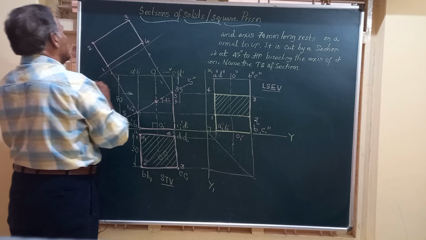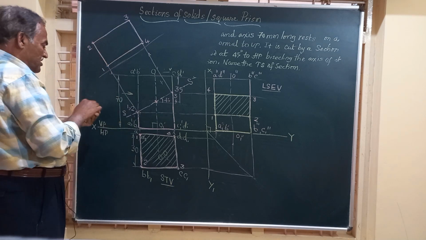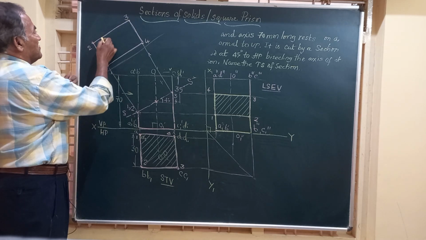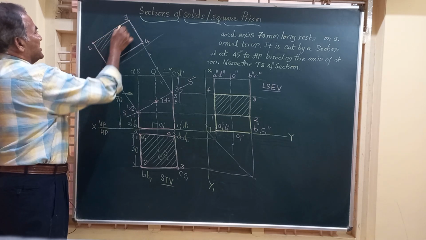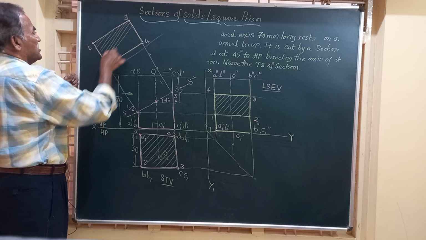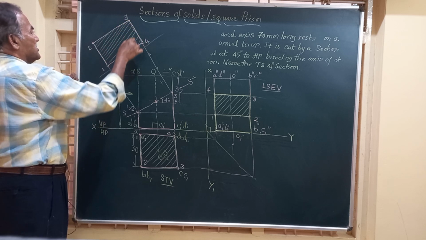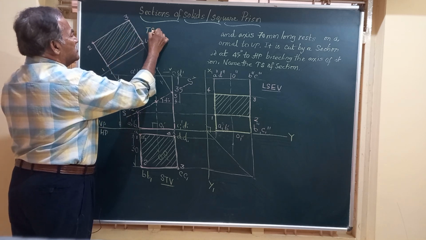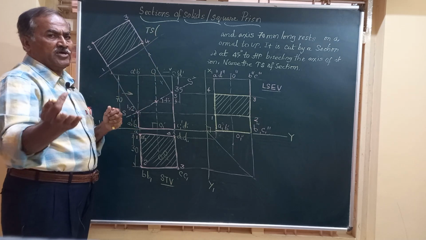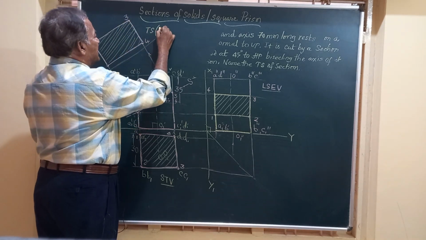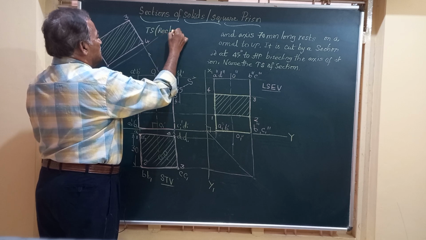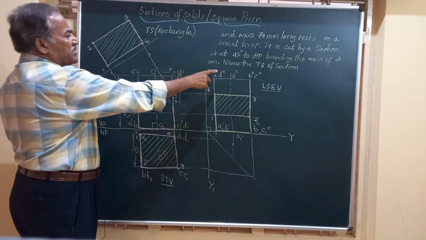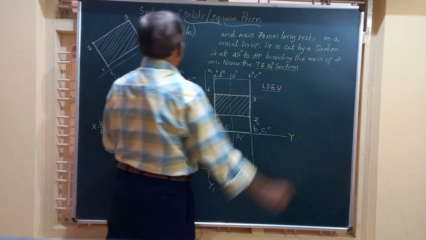Friends, if you have this parallel to or at an angle to XY, at an angle of 45 degrees to XY, this is how you see this section, that is the true shape of section. This we call it as TS. TS means true shape, and very obviously it is going to be a rectangle. The name of the true shape is rectangle.